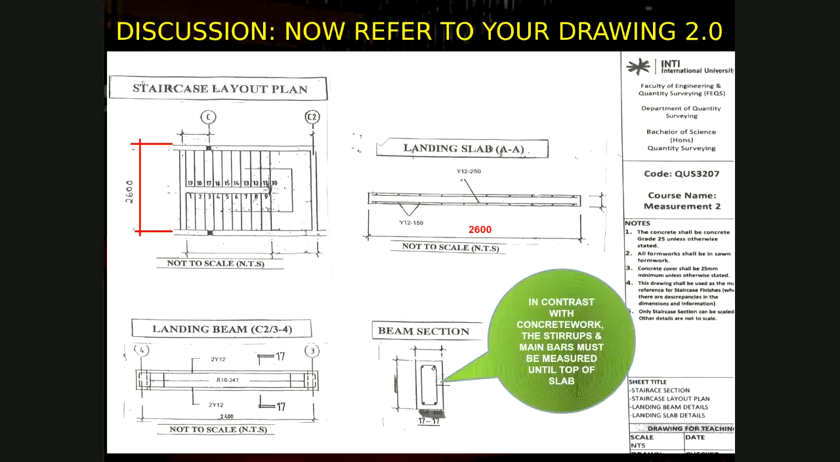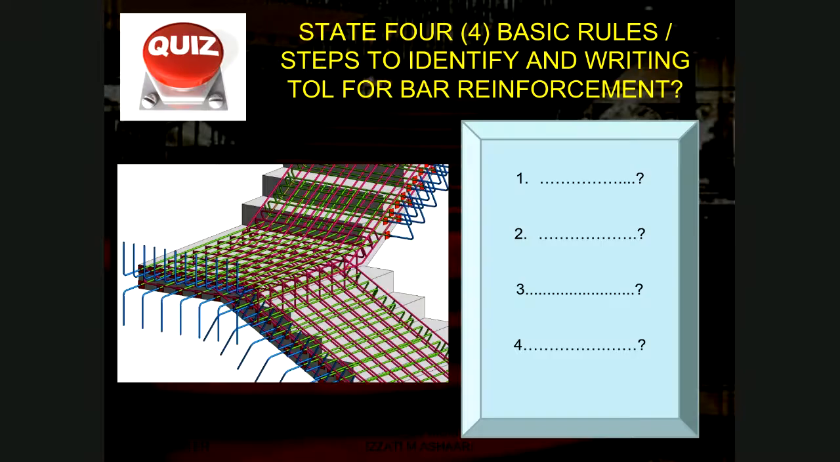Okay, let's look at this example. State 4 basic rules or steps to identify and write the taking off list for the bar reinforcement. This is what I did mention earlier. So number 1, before you do anything, you have to identify the category based on Y or T. Okay, after you identify whether it's high tensile or mild steel, what do you have to identify, class? You know that this is high tensile. You know that this is mild steel. So what is the second rule, Farah? What is the second rule before texture?